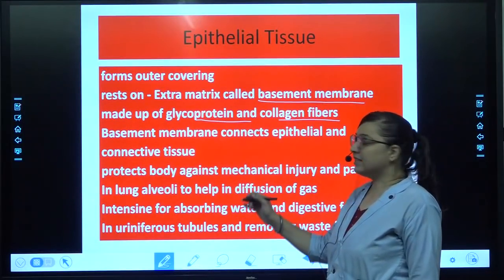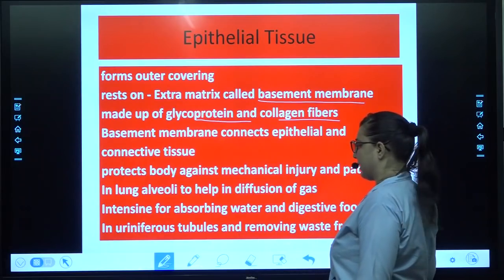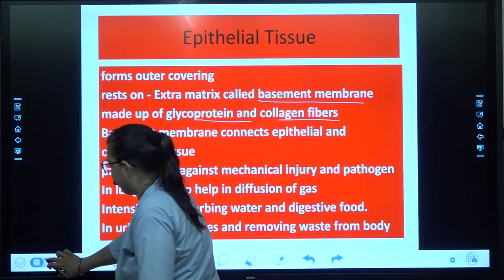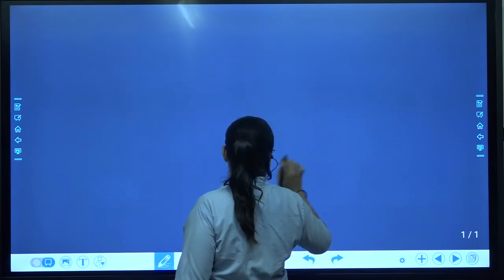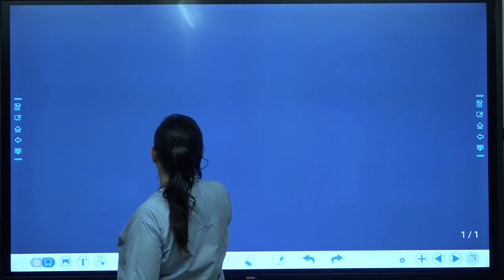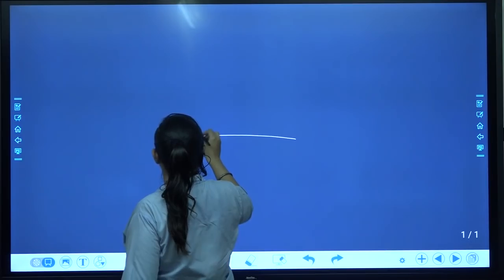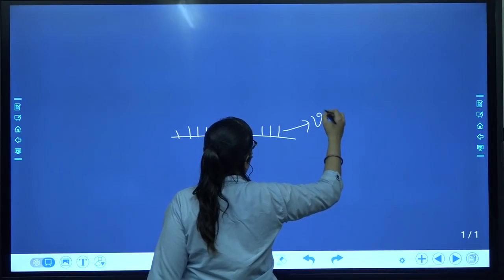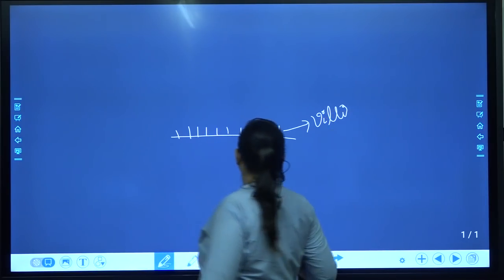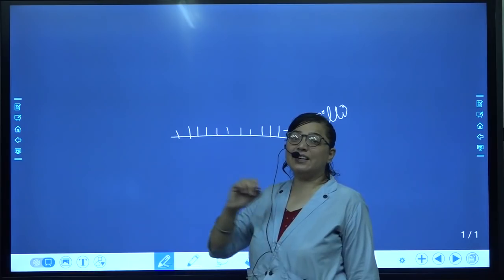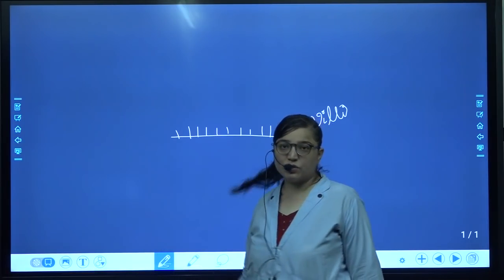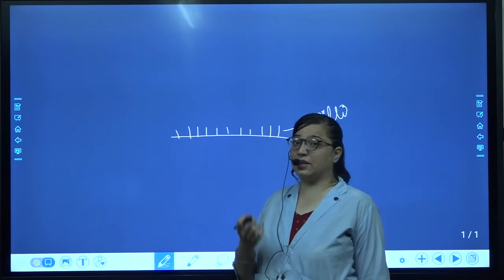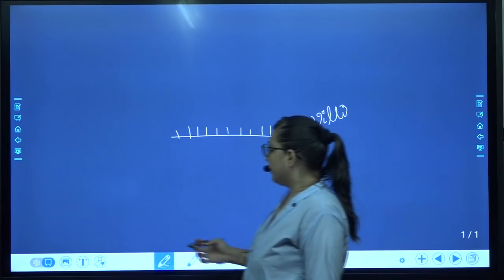Then next, it is intense for absorbing water and digestive food. Even in our intestine, in the small intestine, there are many finger-like projections which help in increasing the area, which are called villi. Villi increase the surface area. These hair-like structures present in the small intestine absorb all the nutrients and other materials.